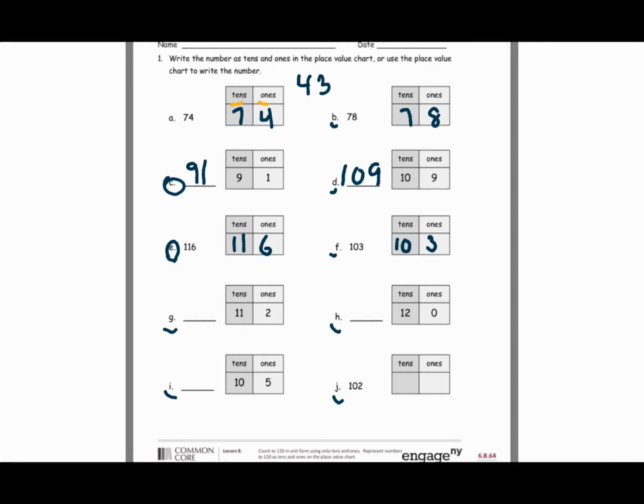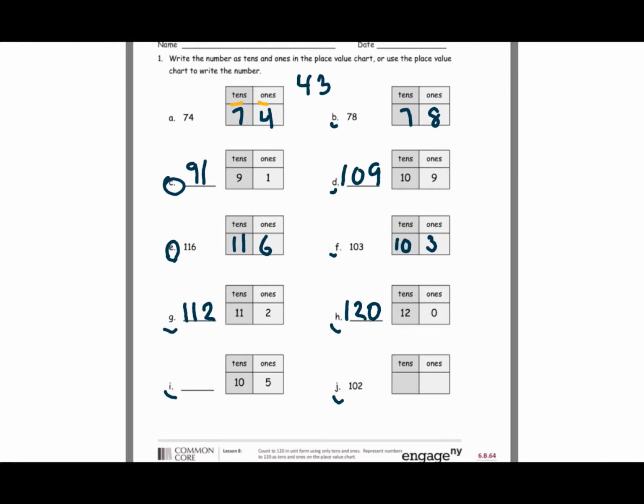Letter G, I don't have a number, but I have 11 tens and 2 ones. So here are my 11 tens. Here are my 2 ones. That is the number 112 for letter G. For letter H, I don't have a number, but my place value chart has 12 tens and 0 ones. So here is 12 tens and 0 ones. That is the number 120.